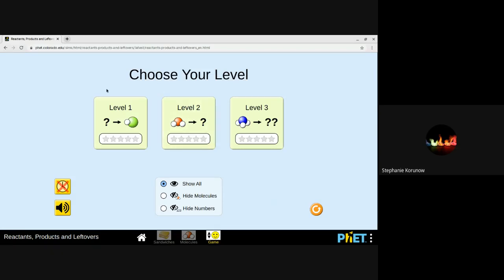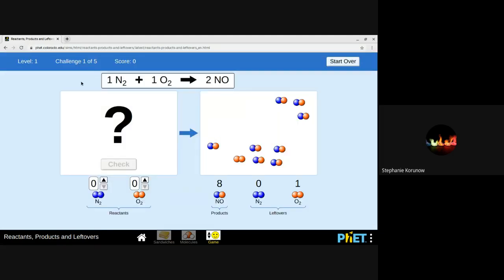In the first one, you're going to figure out what you started with to make certain products. So if you look, you're trying to figure out what you started with to end up with these results. So you have your chemical equation at the top and your counters at the bottom, and you've got to try and fill this in until it's all equal. There's the same number of each atom on both sides.